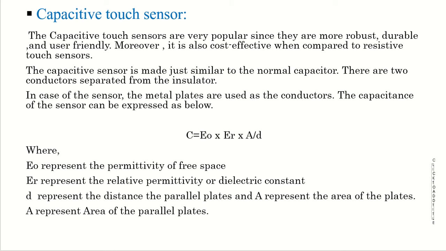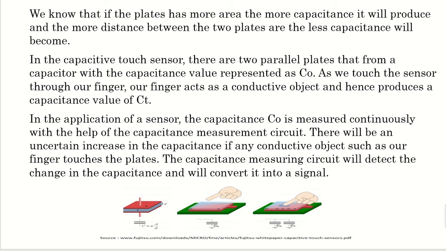The capacitance of the sensor can be expressed as: C equals E naught into ER into A by D, where E naught represents the permittivity of free space, ER represents the relative permittivity or dielectric constant, D represents the distance between the parallel plates, and A represents the area of the parallel plates. We know that if the plates have more area, they produce more capacitance, and with more distance between the two plates, the capacitance becomes less.